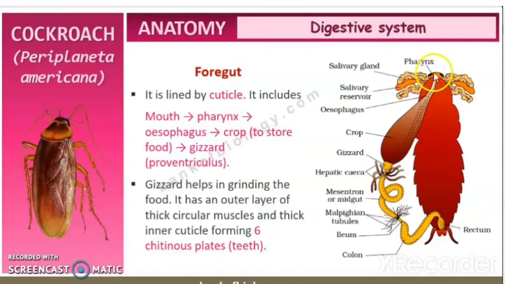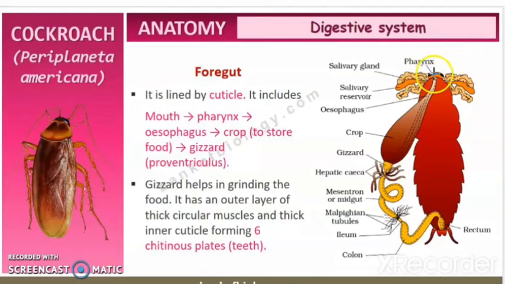So this foregut starts with the mouth of the cockroach, and from there it enters into the short tubular pharynx portion. We know that the pharynx, as in human beings also, is a passage through which the food is taken into the next part. So from the mouth it moves on to the pharynx, which is a short tubular portion, and then it leads to a narrow tubular passage. You can see the narrow passage here, right?